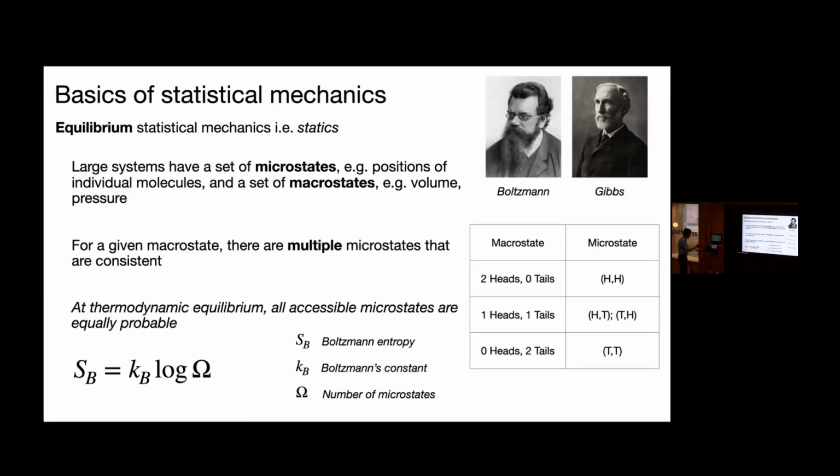Okay. So for some of you, this will be totally new, and for some of you, this will be super basic. But the statistical mechanics picture starts with equilibrium statistical mechanics, also known as statics. What you have is very large systems that have lots of microstates, for example, the positions of individual molecules, and then you have a set of macrostates, these ensemble statistics. An example would be, let's say you flip two coins, and here are the different configurations you can get. If you look at the macrostates, there's a different number of microstates that correspond to each macrostate. Here there's only one, but here there are two possible micro configurations that lead to that macro configuration. And this is where the definition of entropy comes from.